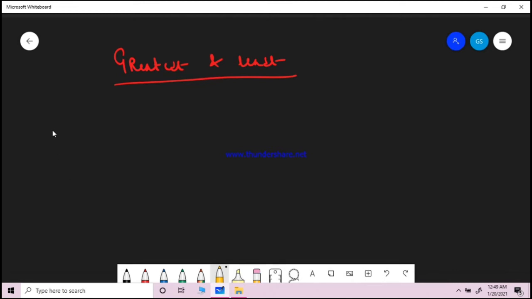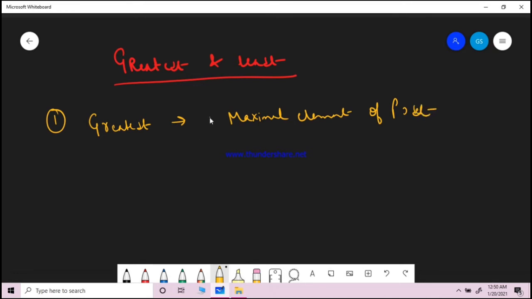So the first property is, if you want to find out if a given number is greatest or not, the property says it has to be a maximal element of the poset. The first property is it has to be that element. If you find a greatest element, that element has to be the maximal element of the poset. You know how to identify the maximal element.